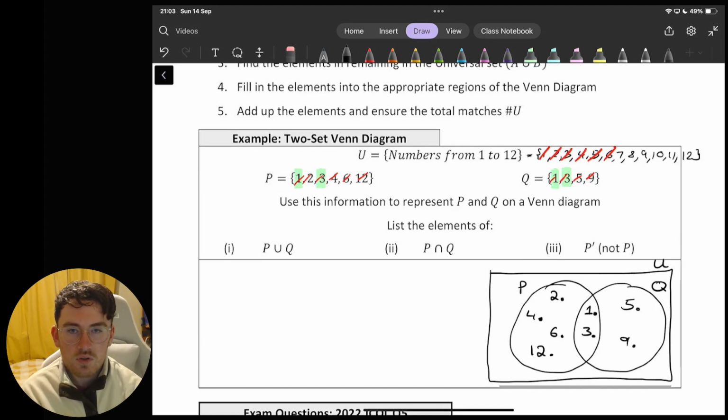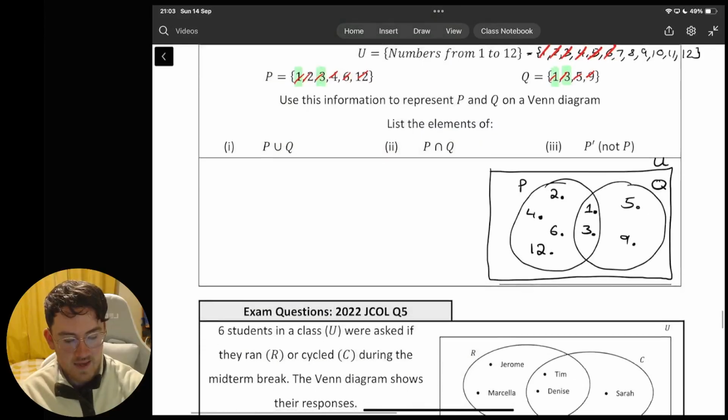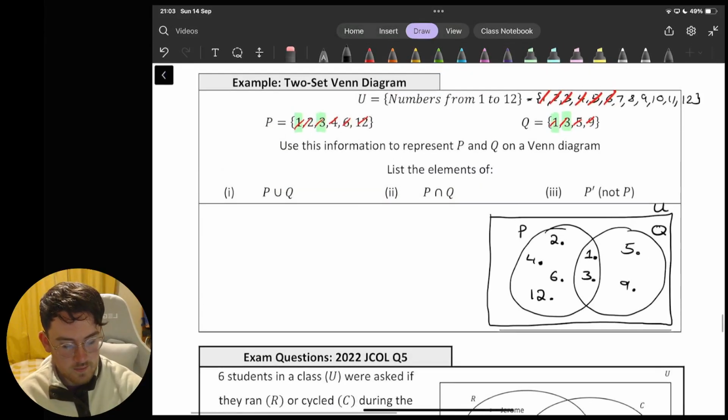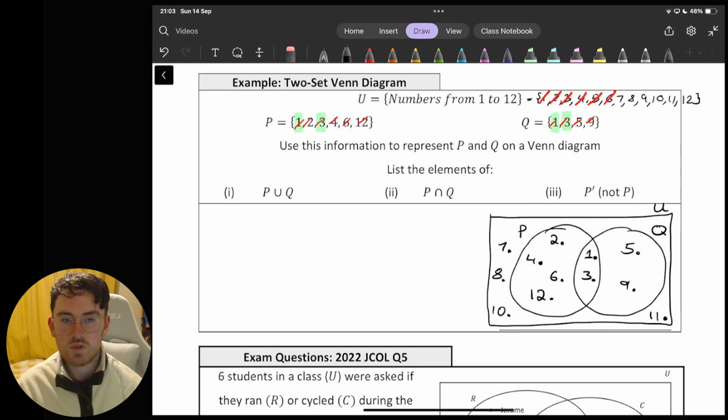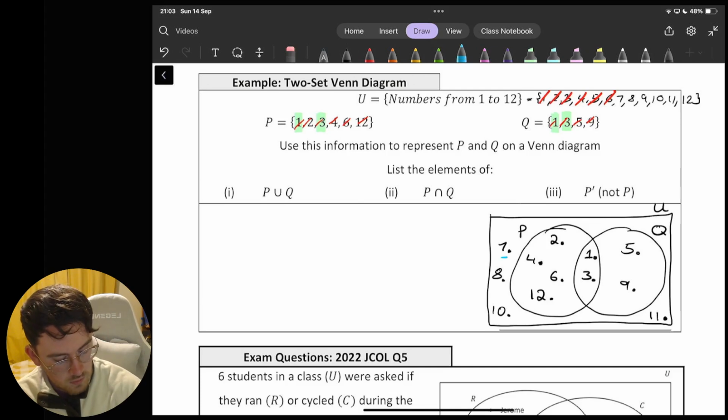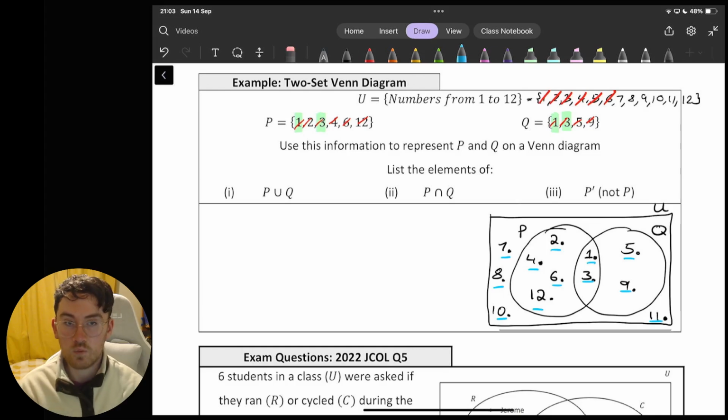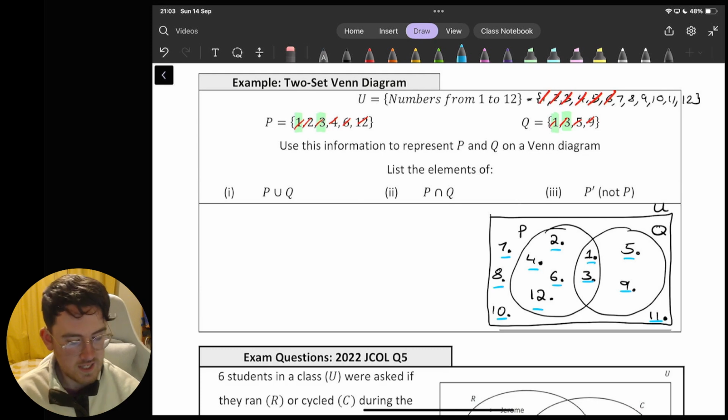The same is going to go for any other elements that have not been included in the diagram so far. So we're talking about, say, 7, we're talking about 8, 9 is included, we're talking about 10, and we're talking about 11. The last step we said was to count these elements and make sure we've included all of them. So we have 1, 2, 3, 4, 5, 6, 7, 8, 9, 10, 11, 12. And there were 12 elements in the universal set, so there should be 12 elements on our diagram.